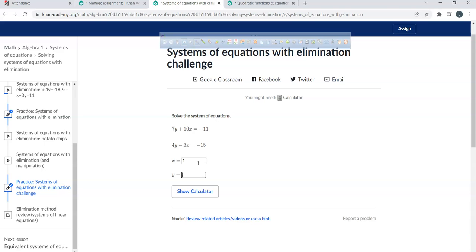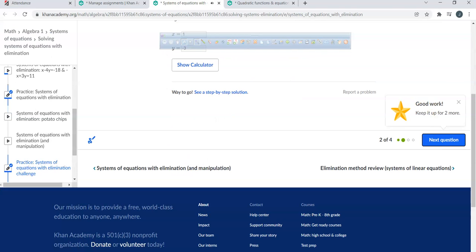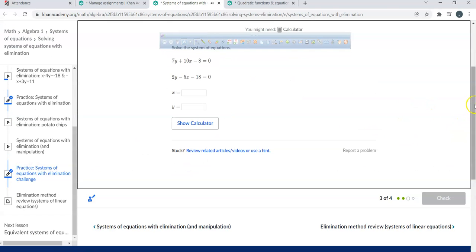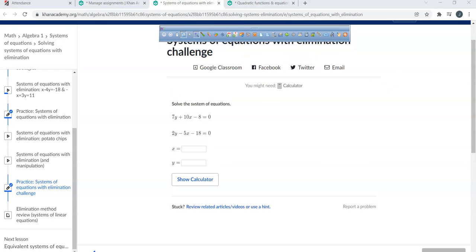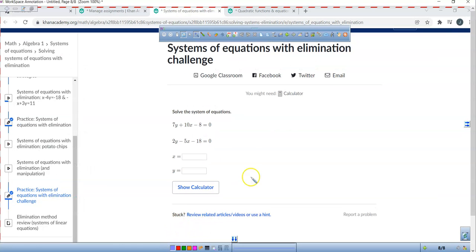1, negative 3, boom. Okay? All right, so we're going to do one more, and that's it. So here's the final problem that we're going to do. Let's go ahead and write it down. It's always helpful to write things down as you're doing them.